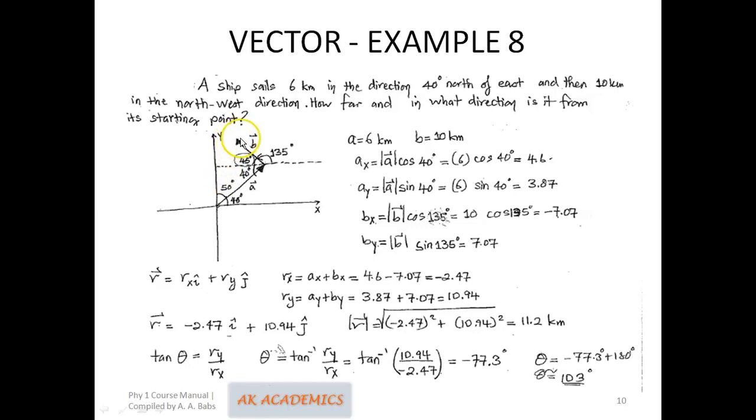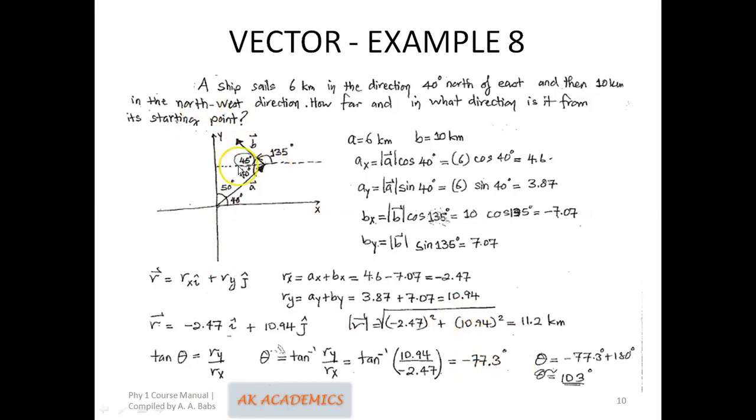So this is where the ship stopped and this is where the ship started from, and this represents the resultant vector R that we just obtained, which is 11.2 kilometers. It's going to be this way. Now if this is R, the angle we are looking for is the angle the ship makes with its horizontal. All right, so this is going to go this way normally. So that angle is what we obtained as minus 77.3 degrees.